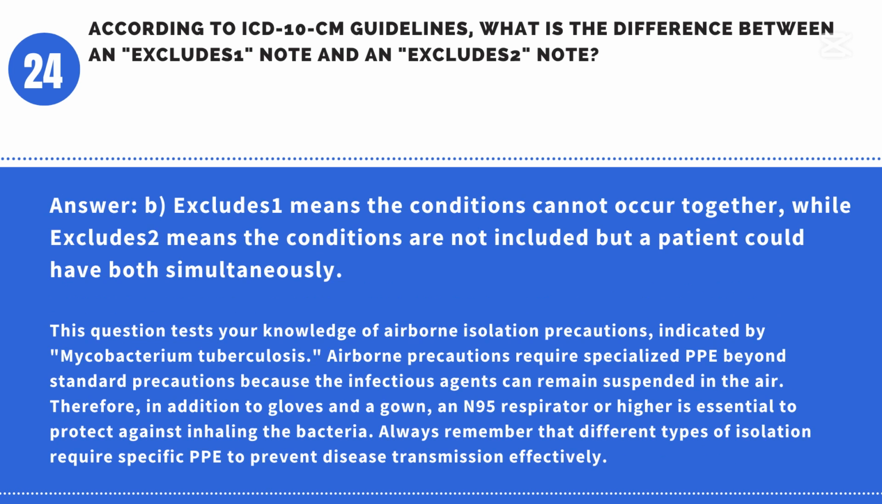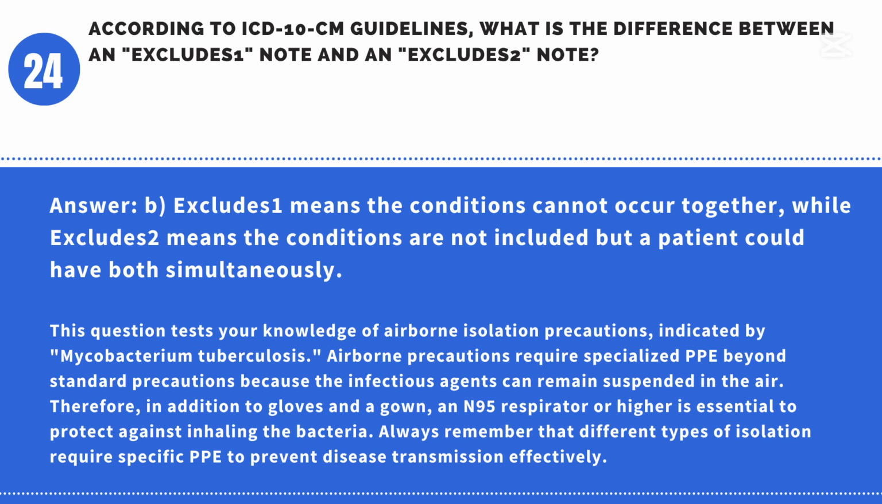Answer: B. Excludes one means the conditions cannot occur together, while excludes two means the conditions are not included but a patient could have both simultaneously. This question directly asks you to differentiate between two important instructional notes. The critical distinction is that an excludes one note indicates mutual exclusivity, you can't code both conditions together.